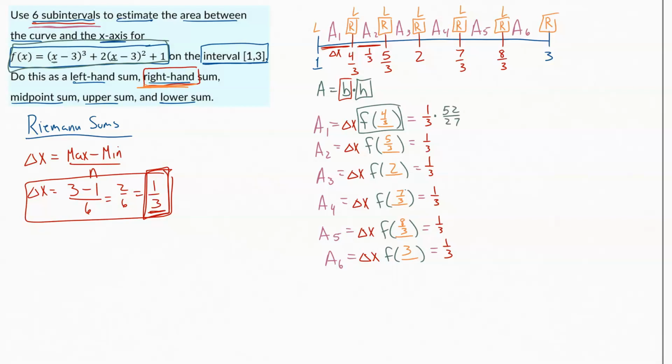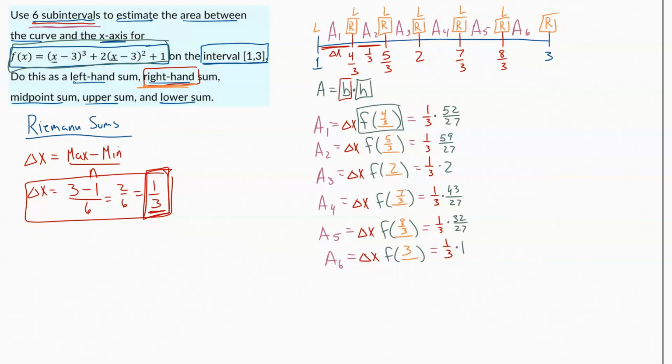Plugging in 5/3 to that equation is going to get us 59 over 27. Plugging 2 into that equation is going to get us out 2. Then plugging 7/3 into that equation, we get out 43 over 27. Plugging 8/3 into our equation, we get 32 over 27. And then finally plugging in 3 into that equation, we get out 1.